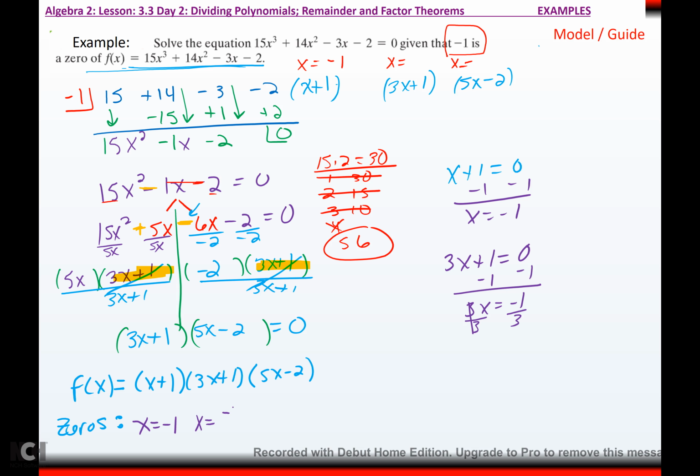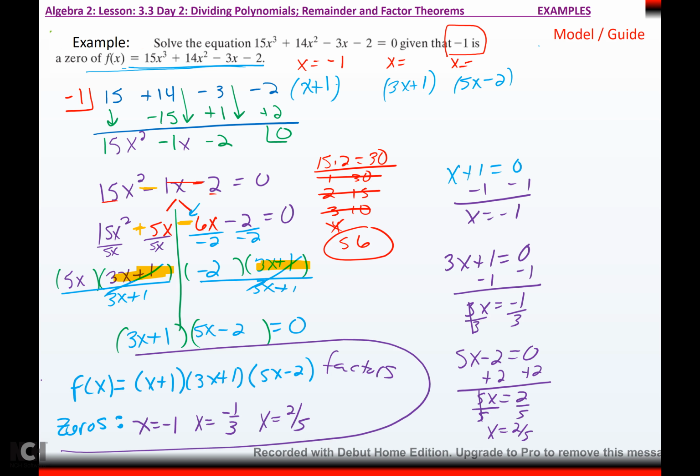Divide by 3, divide by 3, x equals negative 1/3. And if I take 5x minus 2, set it to 0 and solve it. Add 2, 5x equals 2. Divide by 5, divide by 5, x equals 2/5. Those are my three factors. Those are my three zeros.